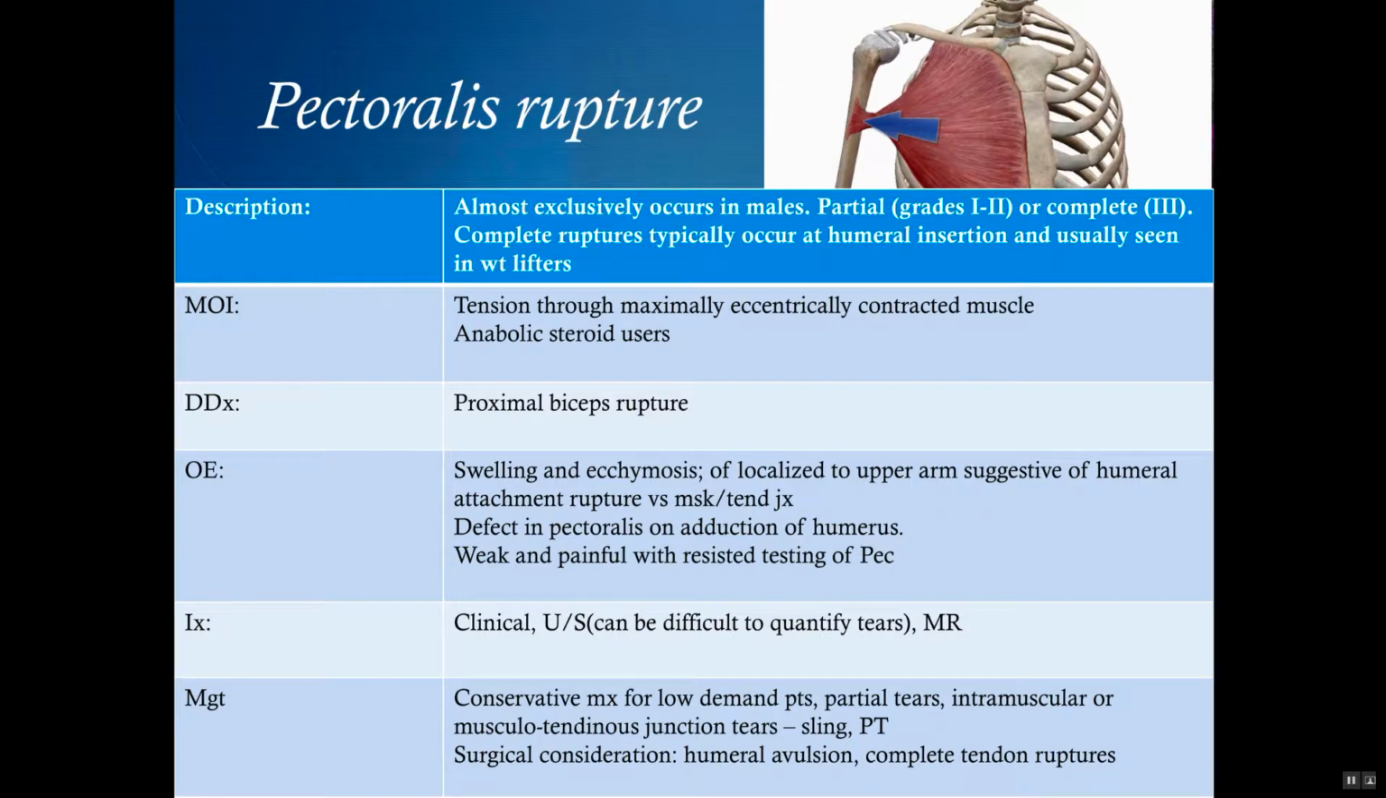On exam, besides the aforementioned bruising and swelling, you may find a defect in the pectoralis muscle, which may be visible or palpable, and especially worsened with adduction of the humerus. They usually have a lot of pain and weakness with resisted testing of the pec. The diagnosis in these cases is mostly clinical based on the area of pain, the area of bruising and swelling, and all the other aforementioned features.